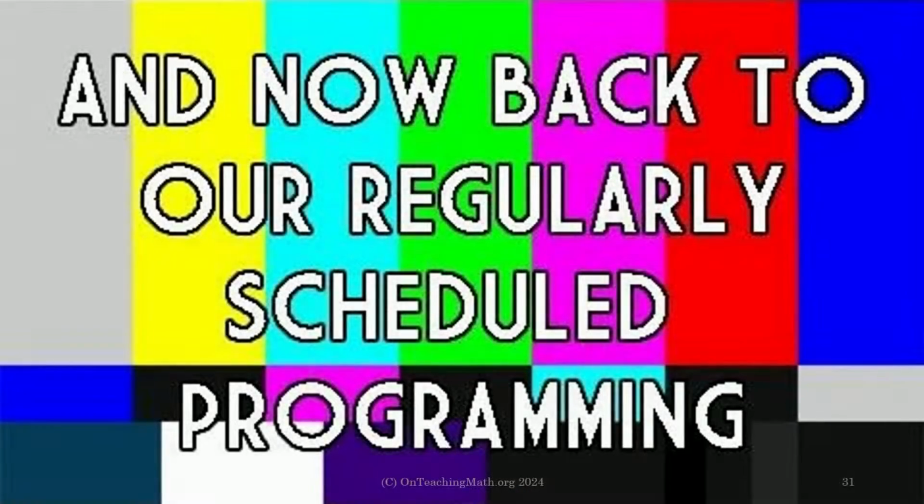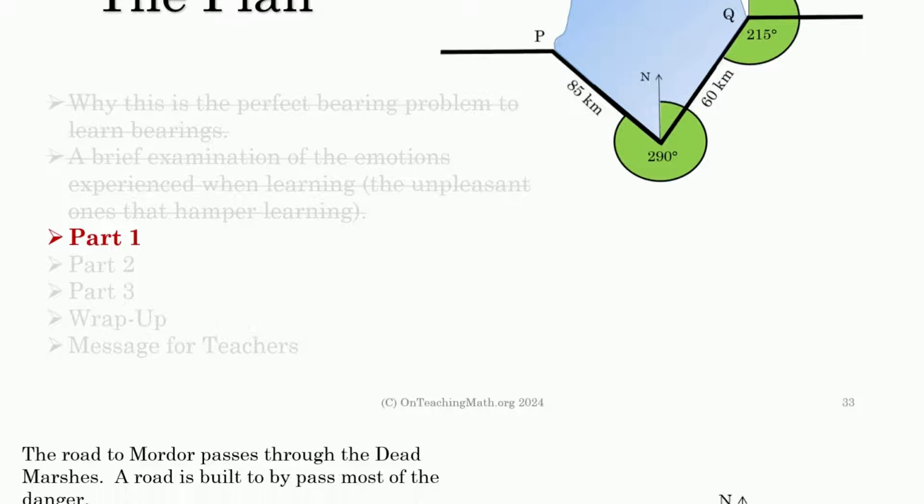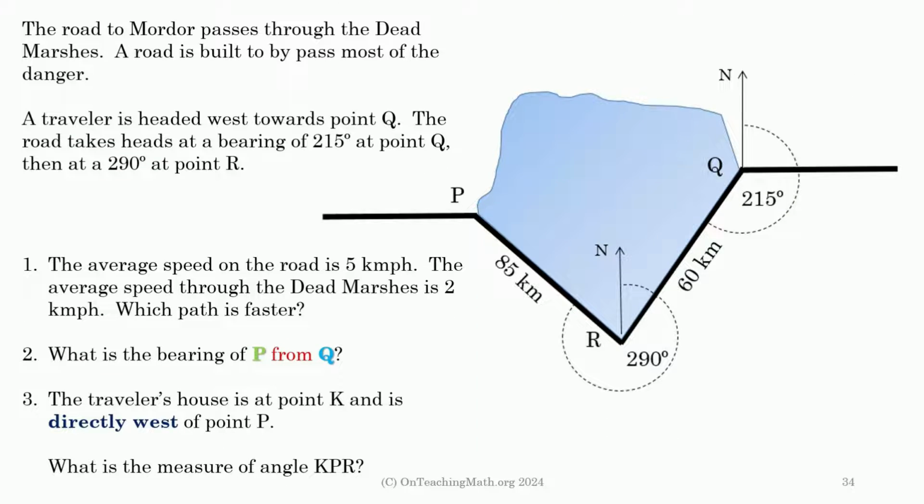So we did the explanation of what's going on. So let's go ahead and talk about part 1. We've got our road to Mordor, and it's passing through the dead marshes right here. And there's a road that goes around. And the very first question is, hey, which way is faster?